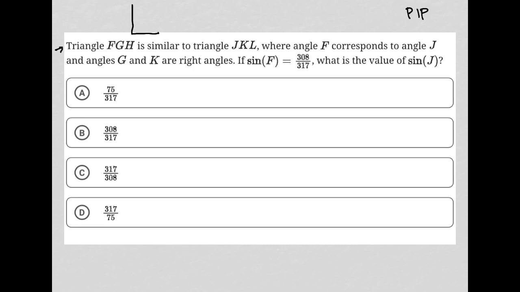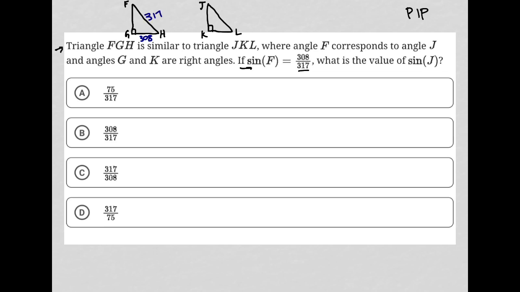So I'm going to draw right triangle FGH, starting with F here, G at the right angle like the question said, so then H is here. But I'm also going to have JKL in the same order, J and K and L. We're also told that if sine of F is 308 over 317, well, that means that this side here would be 308, and that the hypotenuse here would be 317.